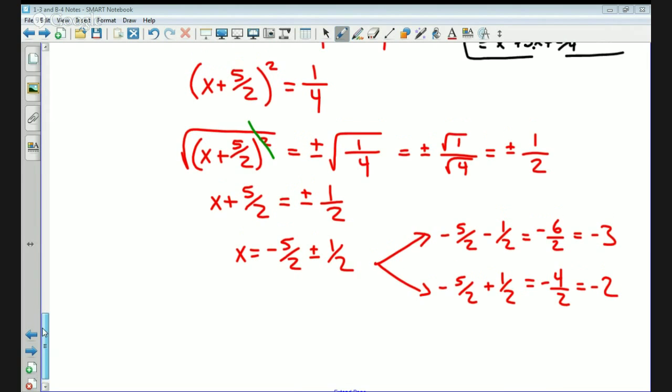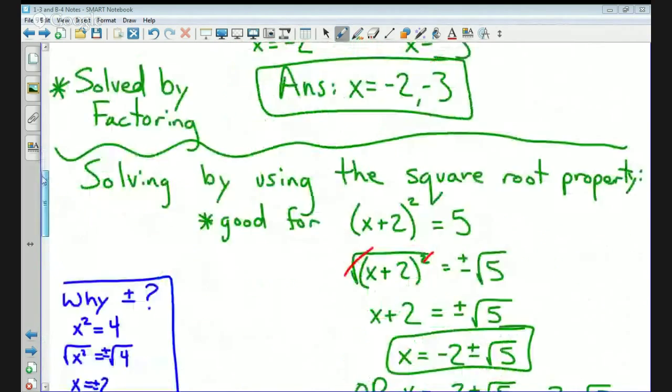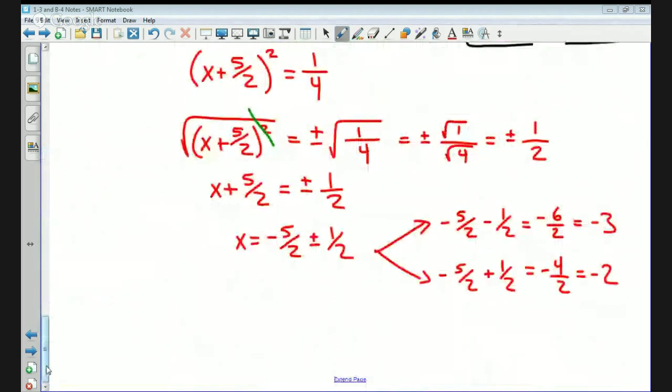So if we go way back up to the original problem and see what we got when we were able to use a factoring approach, -2, -3, we get the same exact answer using completing the square. And you're probably at this point, hopefully, realizing that if you can solve by factoring, that's going to be your quickest and most efficient method to get to an answer. But solving by completing the square is also something that you need to know how to do.